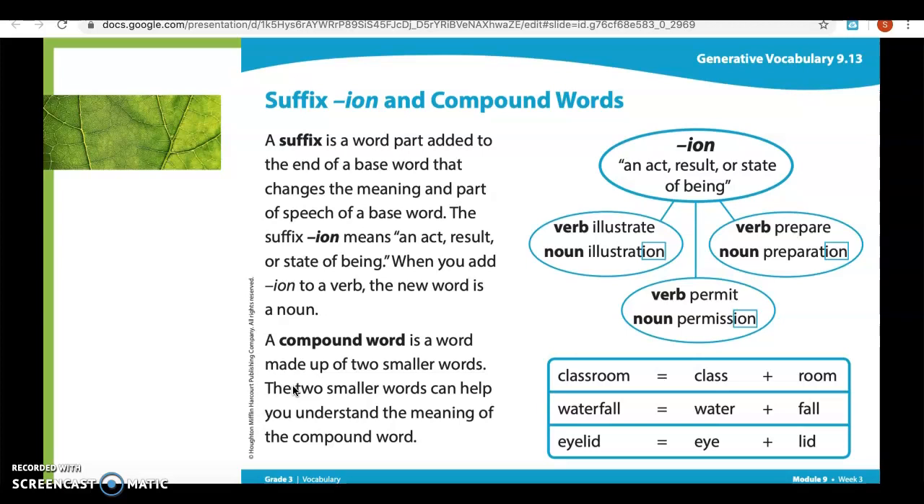Another type of word that we're going to look at is a compound word. You may remember that compound words are two smaller words put together, and the two smaller words can help you understand the meaning of the new word. For example, class and room make classroom, a room for holding class. Water and fall make waterfall. It looks like water falling. Eye and lid make eyelid, the lid that covers your eye.